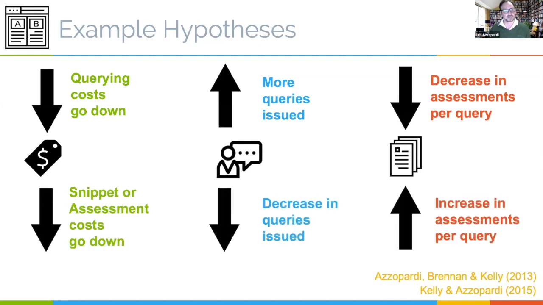But similarly, if something like the snippet cost or assessment cost goes down, so if you move from textual snippets to, say, thumbnails, so we move from text search to image search, then it's likely that this will result in a decrease in queries, but rather an increase in assessments. When we're looking at image search, the cost of looking at those thumbnails is very cheap, but we tend to look at a lot more of those items as a result. And we've done some empirical research about that.